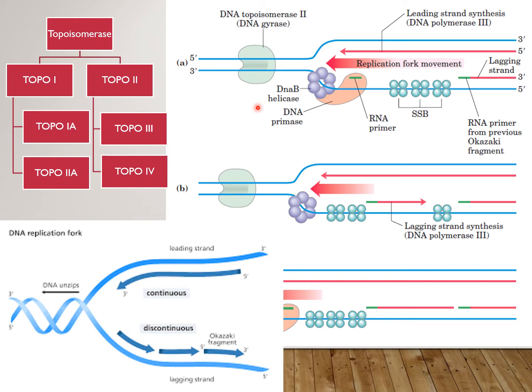Anyways, we can discuss topo 4 later. Right now, you can just remember that DNA topoisomerase 2 is removing the strain, or releasing the supercoiling caused because of the DnaB or helicase unwinding, and that is why DNA gyrase is helping the unwinding of the DNA.